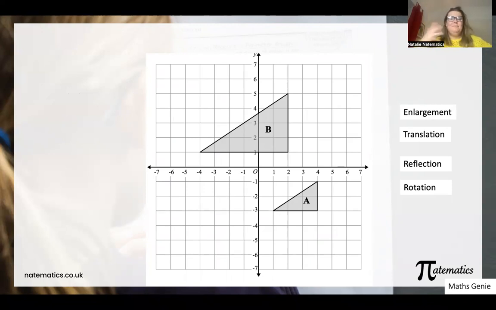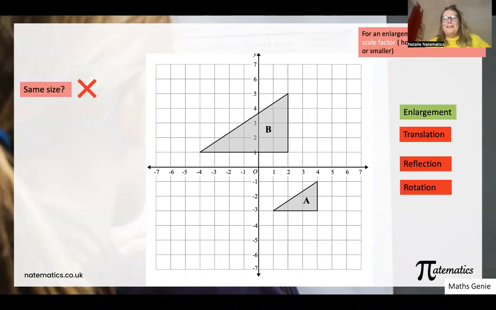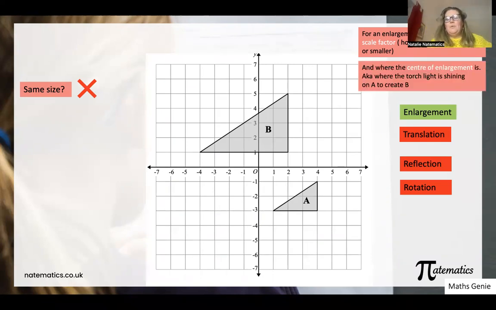One's bigger than the other. It's an enlargement, okay? And if you are watching this and you are doing higher level, you could be looking at it and thinking, actually, it's smaller. So therefore, it's still an enlargement, but it's a negative one. Okay, so I put a few little points on here.